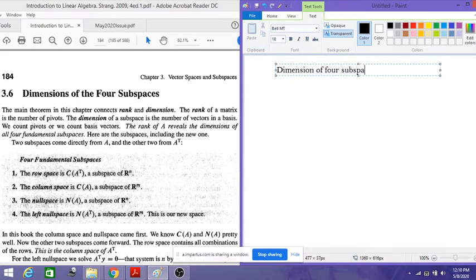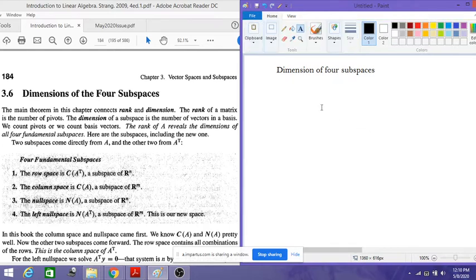four subspaces. Here we are trying to relate the rank of the matrix and the dimension. So what is the rank of the matrix exactly? The rank of the matrix is the number of pivots in the columns. When we look at the matrix in reduced form, how many columns have pivots defines the rank of the matrix. The dimension of a subspace is the number of vectors in a basis. Now, the rank of A reveals the dimension of all four fundamental subspaces.